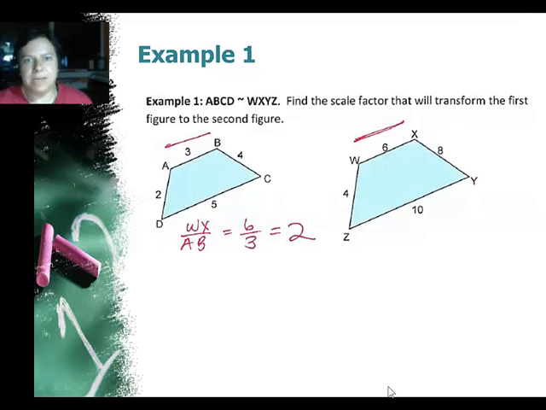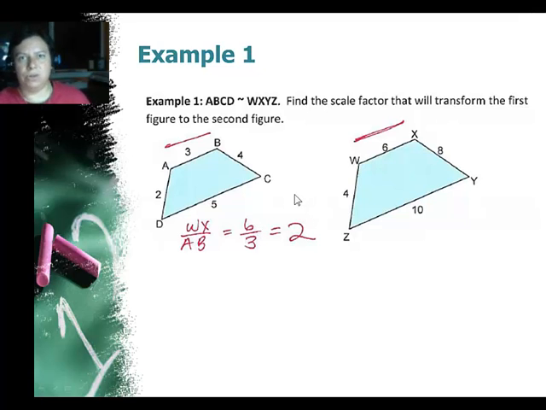Polygon ABCD is similar to polygon WXYZ. And they want us to find the scale factor. Remember, the scale factor is the ratio of the corresponding side of the transformed figure or the image over the original figure, also known as the pre-image. So the transformed figure or polygon is WXYZ. So I'll put 6 over 3. You can see it's WX over AB is 6 over 3, which simplifies to 2.